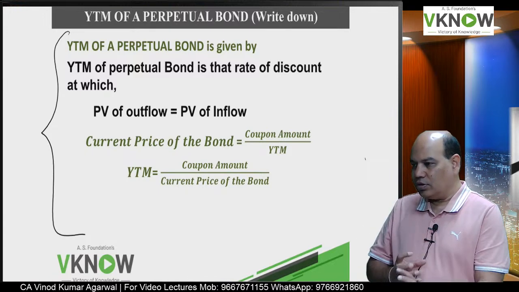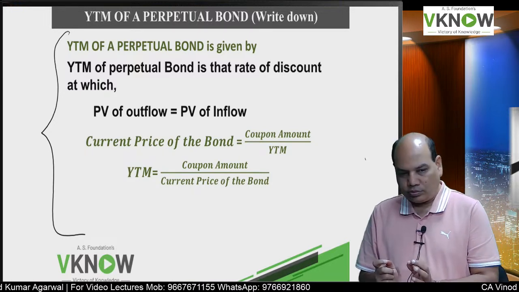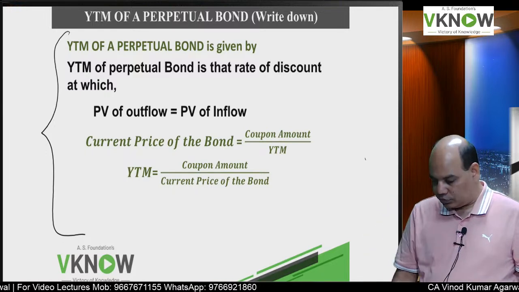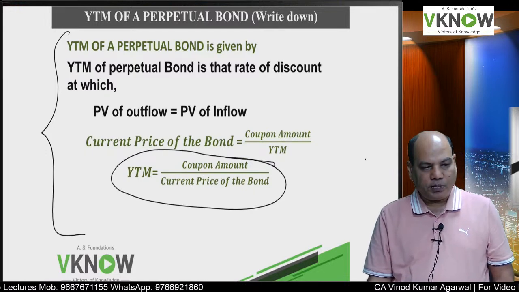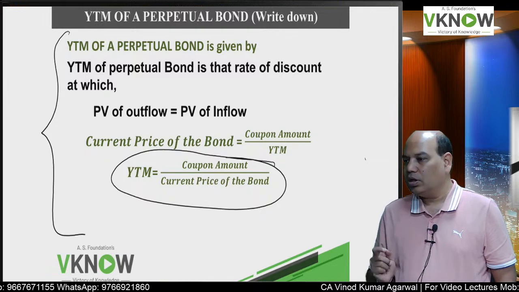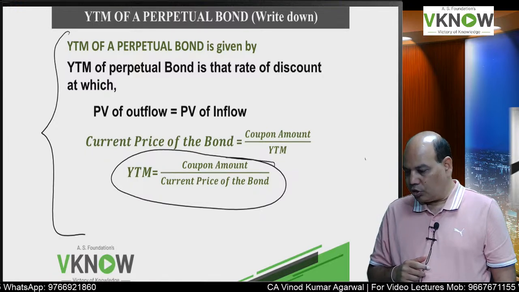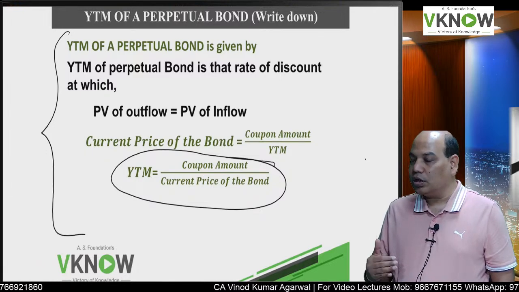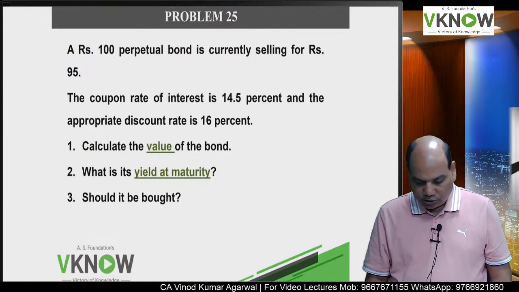So we'll just rewrite the equation. It will become YTM is equal to coupon amount divided by current price of the bond. So this is one more formula. You will add: YTM of a perpetual bond is equal to coupon amount upon current market price of the bond. Is it right? So if you purchase a perpetual bond, you are going to earn a return which is equal to coupon amount divided by current market price. So we have a question on that also.